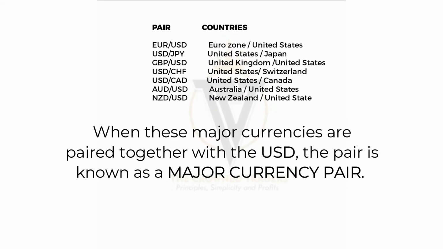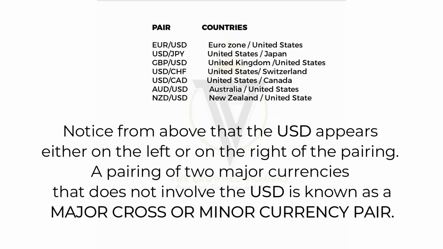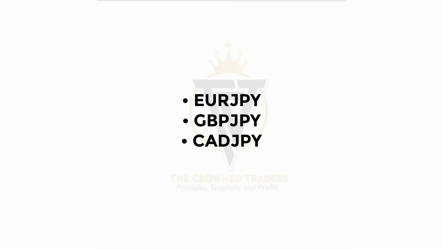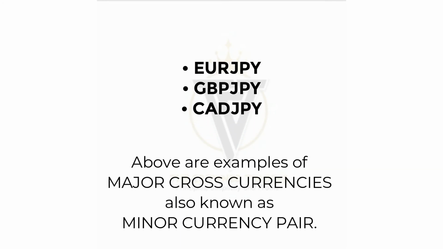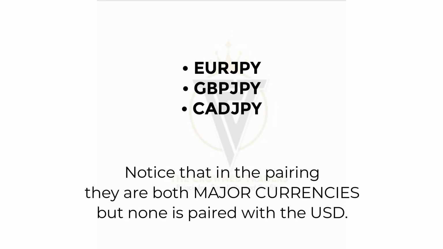So when these major currencies are paired together with the USD, the pair is known as a major currency pair. Notice from the lists I just made above that the USD appears either on the left or on the right side of the pairing. The pairing of two major currencies that does not involve the USD is known as the major cross or the minor currency pair. An example is Euro JPY, GBP JPY, CAD JPY. Above are examples of minor currency pairs. Notice that in the pairing they are both major currencies, but none is paired with USD, right?